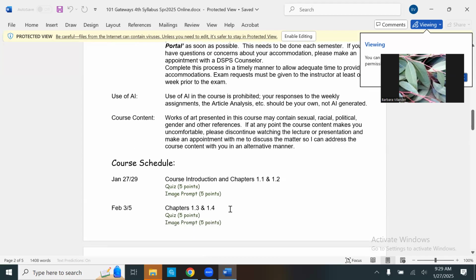Okay, so here's the course schedule. Now, this is the syllabus for my 101 classes. Your history of photography syllabus is going to be different, okay? Just be aware of that, all right?